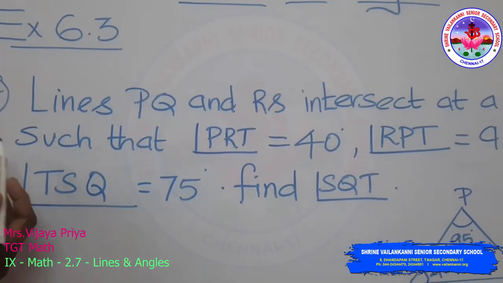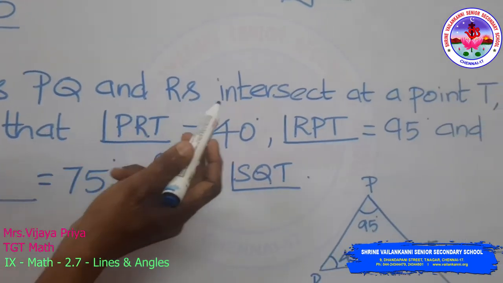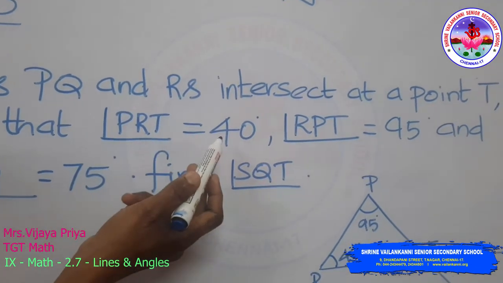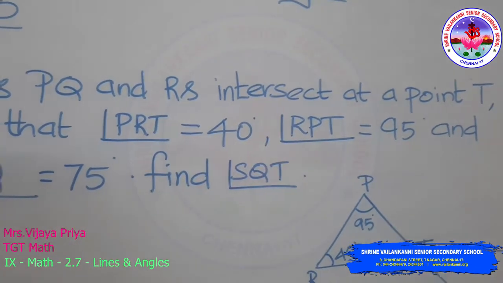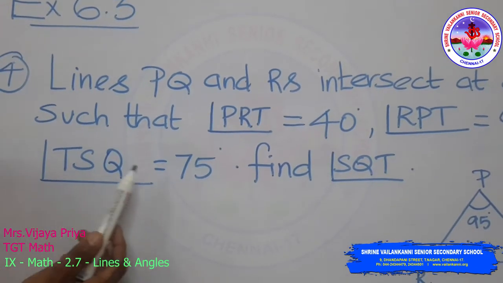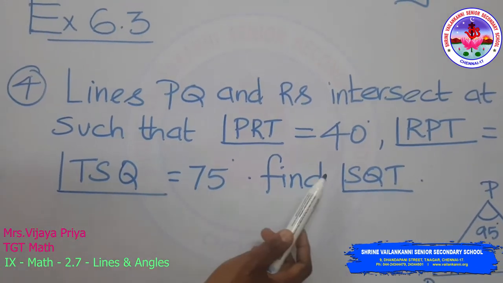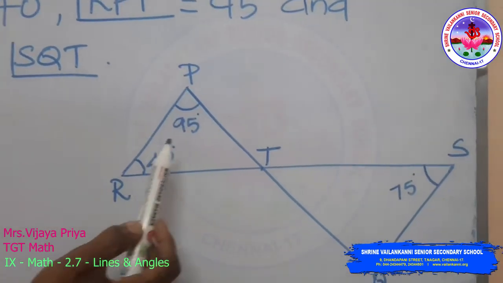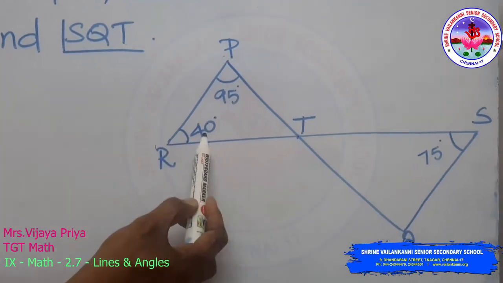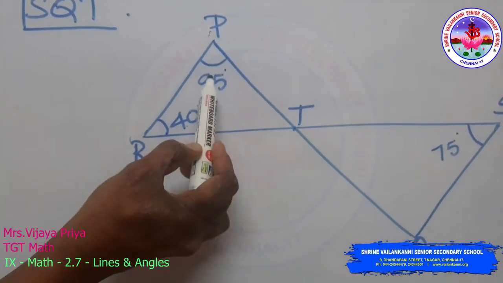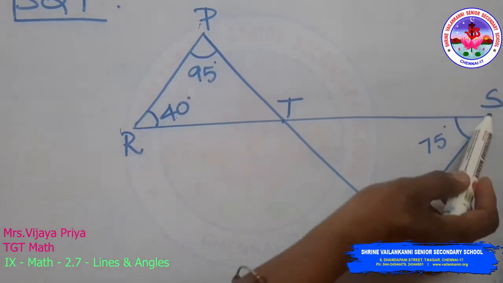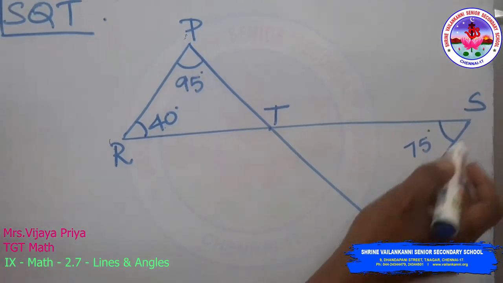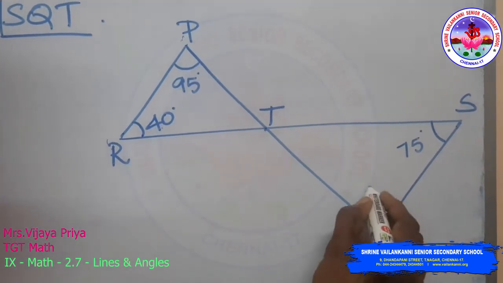The fourth problem: lines PQ and RS intersect at a point T such that angle PRT is equal to 40 degrees, angle RPT is equal to 95 degrees, and angle TSQ is equal to 75 degrees. Find angle SQT. He has given the figure here where PRT is 40, RPT is 95, and QST is 75. You need to find out angle SQT.